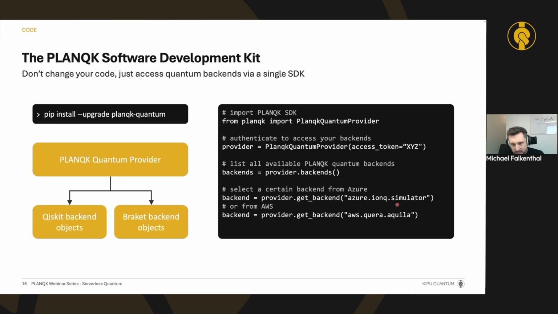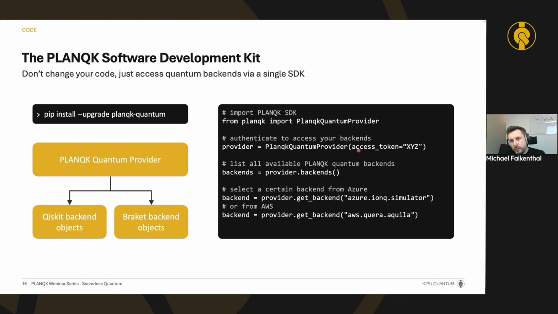And here's an example that with the provider you can, for instance, get access to the IonQ simulator, which is provided via Azure Cloud, or the QuEra Aquila device, which is provided via AWS. So you already see in this example that it's super easy, in one program, to access different kinds of quantum backends with just a single provider here.